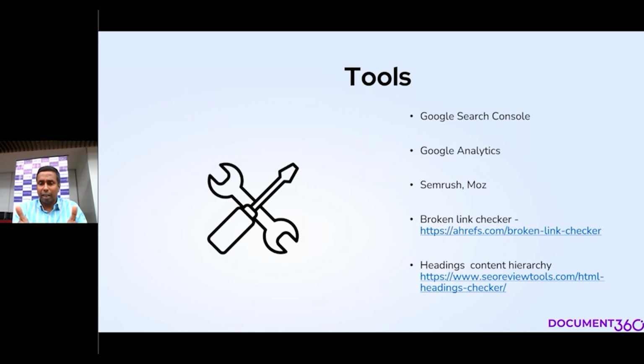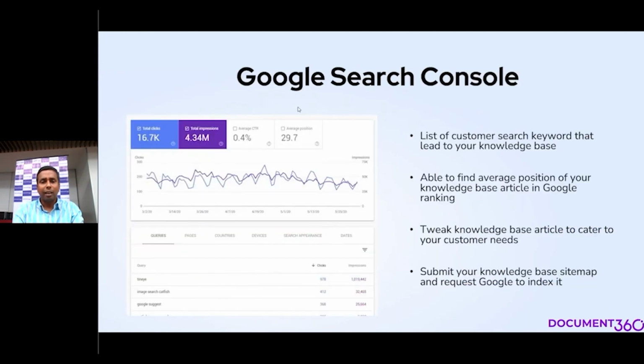Broken link checker and headings and content hierarchy tools are also there. I'm giving you a couple of links. Those are also very good tools. As I said, Google Search Console is where it lists all the keywords that your customers typed for which your page appeared, and what position it appeared in. It gives you whether it's appearing at number 1 or 3 or 25 or whatever.